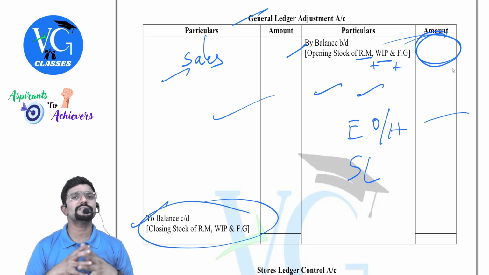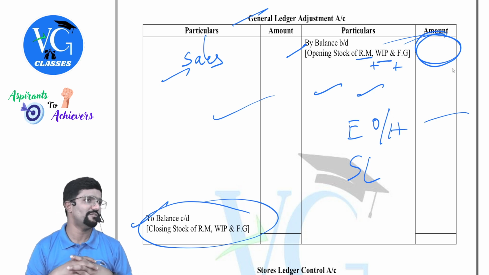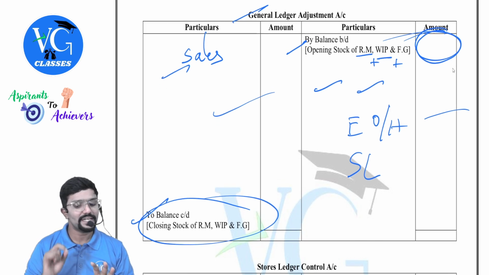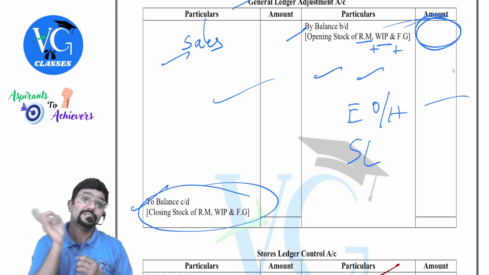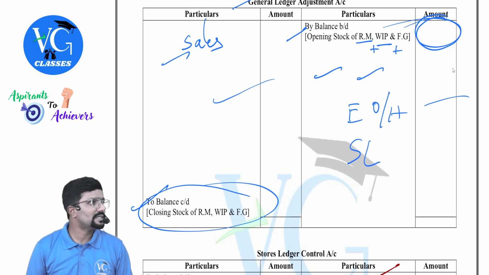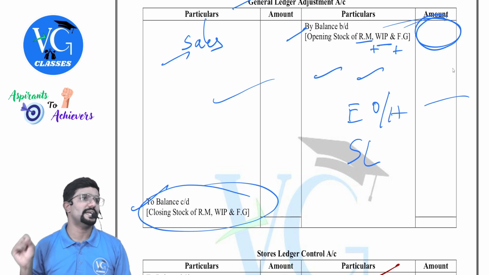Is it clear? Sir, what is the order of closing the accounts? Like however I explained now, same order you follow. Normally we write general ledger adjustment account first. Clear? Yes. But close it at the end. We will write it at the first, but while closing, close it at the end, guys.